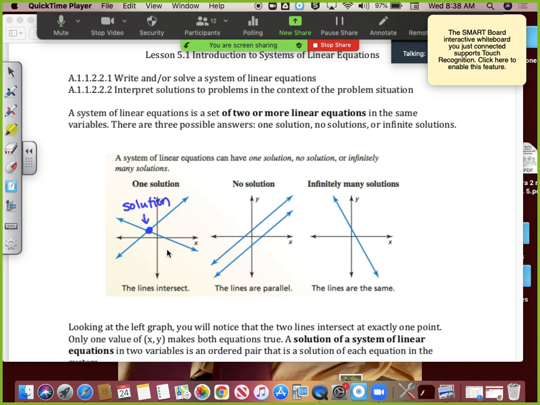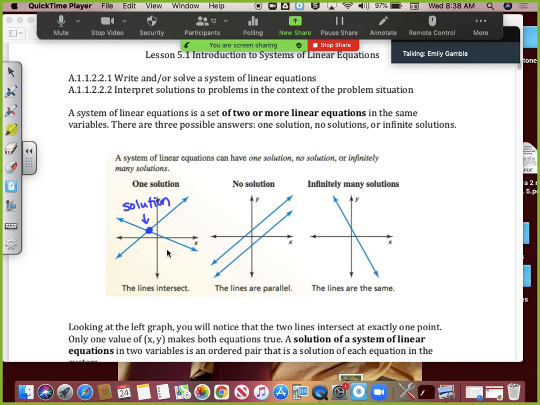Or you can have a situation where two linear lines don't have any solution. We learned extensively about parallel lines, and we know that parallel lines never intersect, they never touch. So if we were looking at two parallel lines on the same exact graph, there is no solution because these lines don't touch, they don't cross. So this would be a situation where there would be no solution.